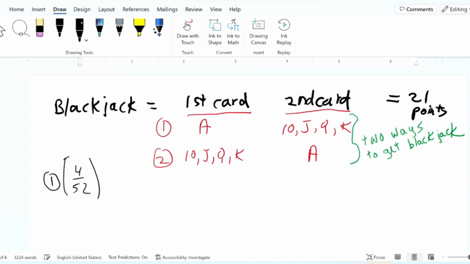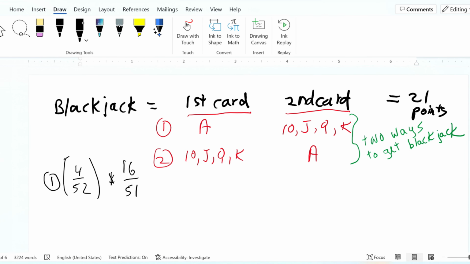What is the probability of a 10, Jack, Queen, or King? Well, there are 4 ways for each of those. There are 4 10s, 4 Jacks, 4 Queens, and 4 Kings. So there are 16 cards that can count as a 10. And then there are 51 cards left in the deck since we already took out the first card. So 16 out of 51, right? So that's one way that we can get blackjack.